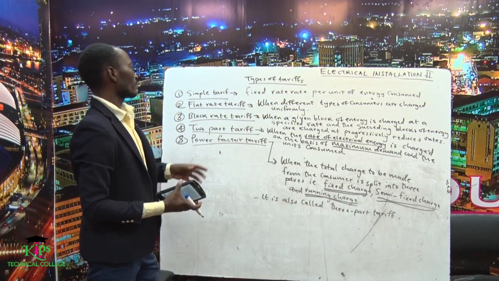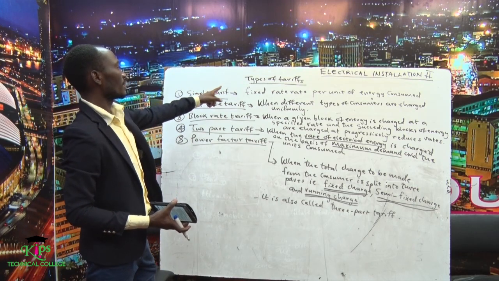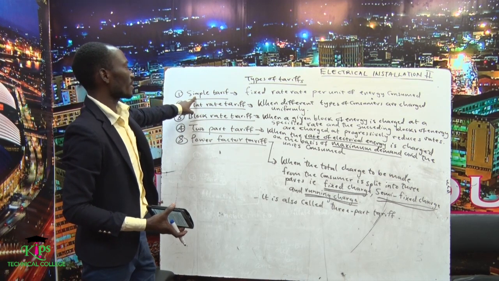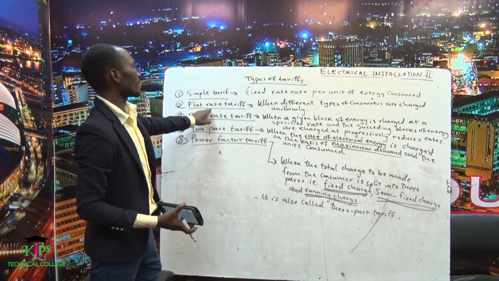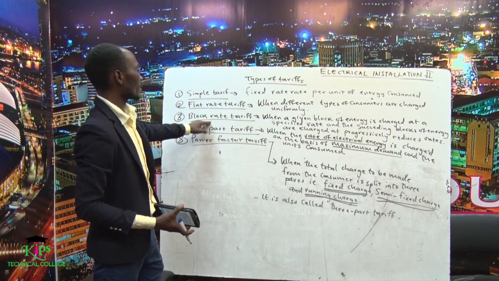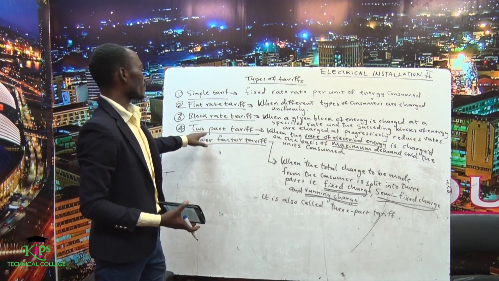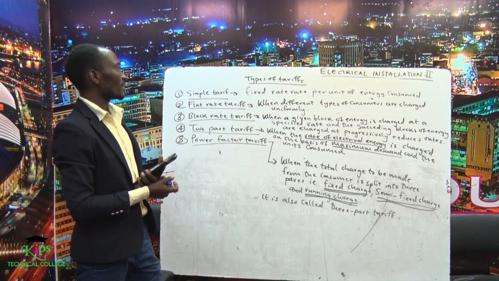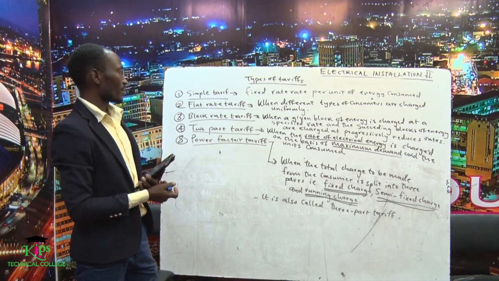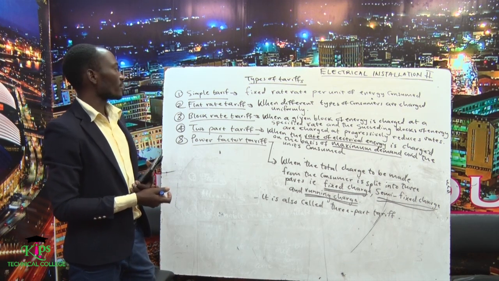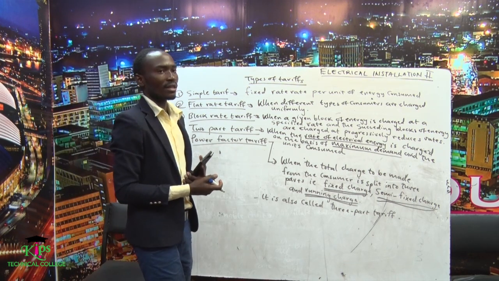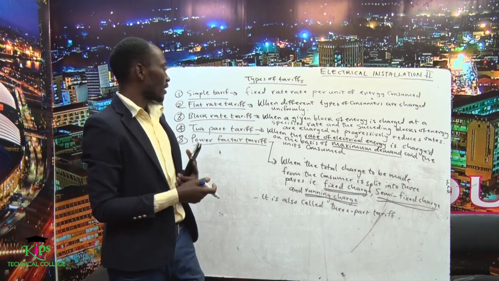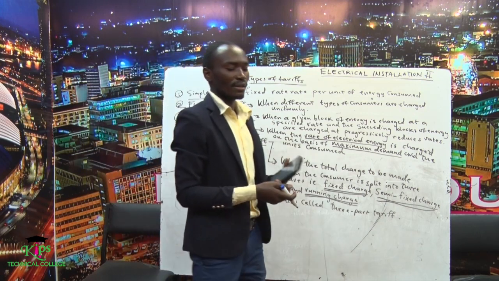In an examination, you can be told to describe the different types of tariffs we have. So you should be able to state the simple tariff and describe it, the flat rate tariff, the block rate tariff, the two-part and the three-part tariff. Again, we have talked of the desirable characteristics of a good tariff, so you should be able to describe them. You should also be able to define what a tariff is. So for now, we are going to stop there.